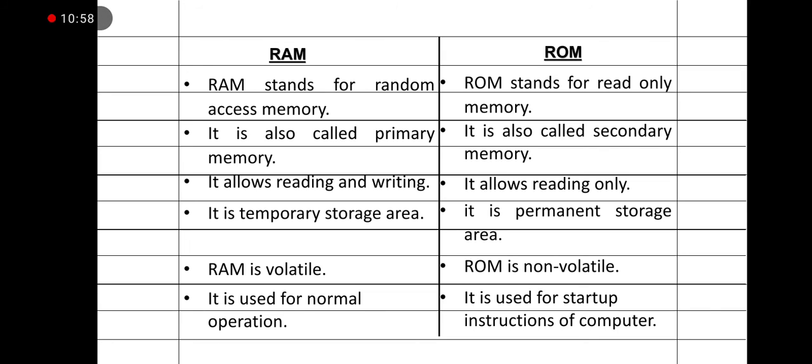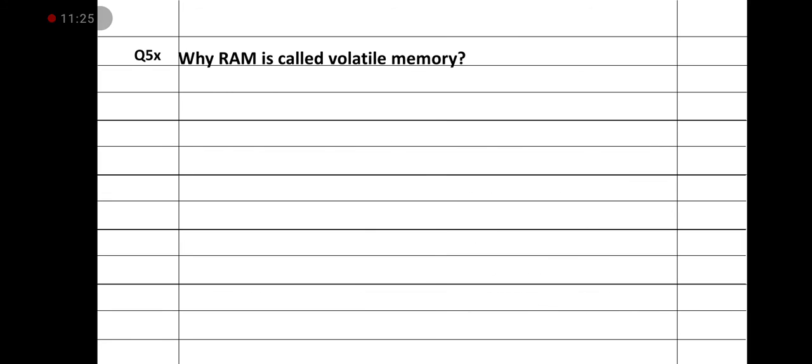The RAM is used for normal operation. ROM is used for startup instructions of the computer. Startup instructions of the computer means that when you are turning on the power, the instructions given to the computer to turn your computer on are the startup instructions for the computer. Alright, question 5 part 10.